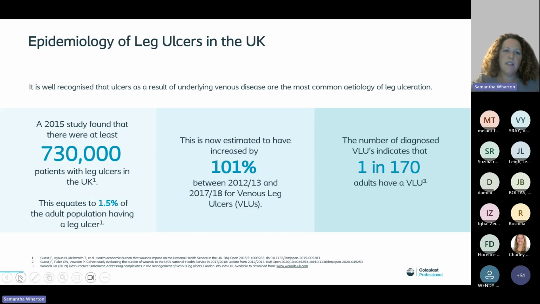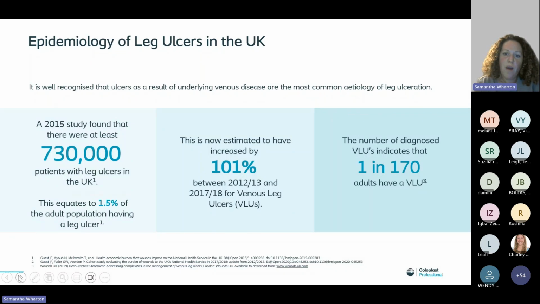So, looking at the epidemiology of leg ulcers in the UK, these are quite shocking statistics, and when you look at how old they are now, we know that most probably all these statistics are actually worse now than they were when they were first done. A study in 2015 found that there were at least 730,000 patients with leg ulcers in the UK, but we know that's 10 years old now, data-wise. And there's going to be a lot more patients with leg ulcers in the UK. That equates to 1.5% of the adult population having a leg ulcer.